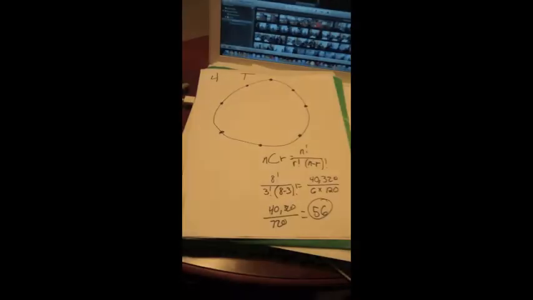For this equation, we're trying to figure out how many triangles can fit in a circle. So we did the combination equation again, which was nCr equals n factorial divided by r factorial times n minus r factorial. After putting everything together, it was 8 factorial divided by 3 factorial times 8 minus 3 factorial, which equaled 40,320 divided by 6 times 120. After that, the next equation was 40,320 divided by 720, which equaled 56, just like the pentagons.